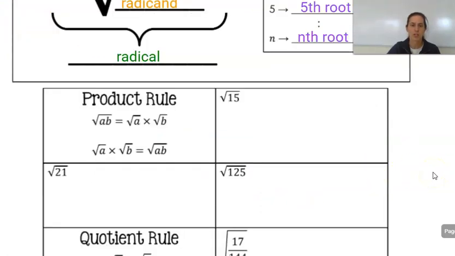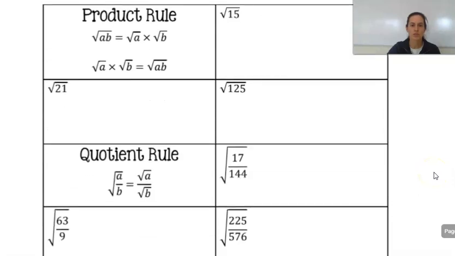Next, we're going to take a look at the product rule and the quotient rule. The product rule means that if I have two numbers being multiplied together underneath the radical, I can separate them as two separate numbers being multiplied underneath their own radical. So for example, if I have square root of 15, I can rewrite that as square root of 5 times square root of 3. And similarly, if I have square root of 5 times square root of 4, I can rewrite that as square root of 20. So you can go either direction.